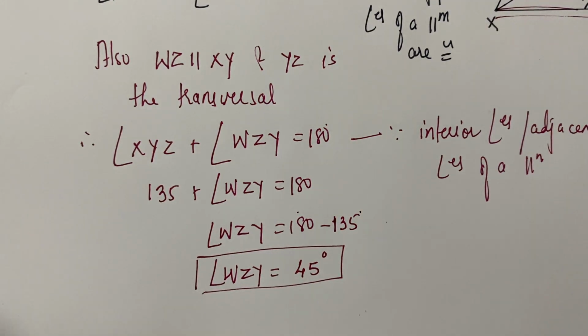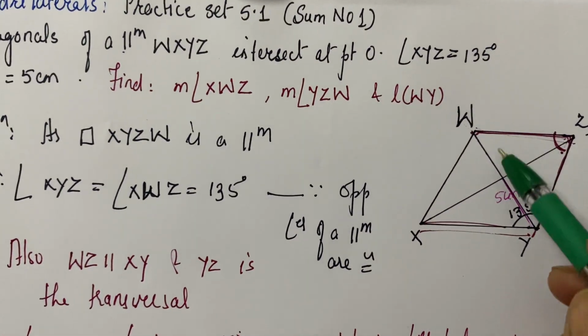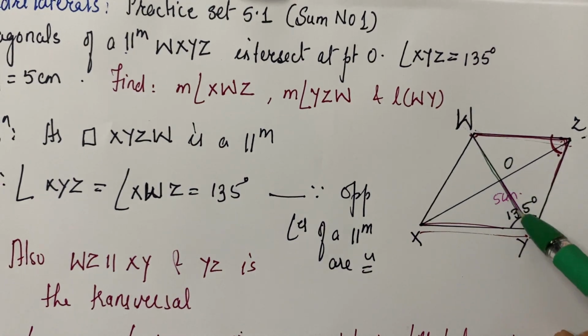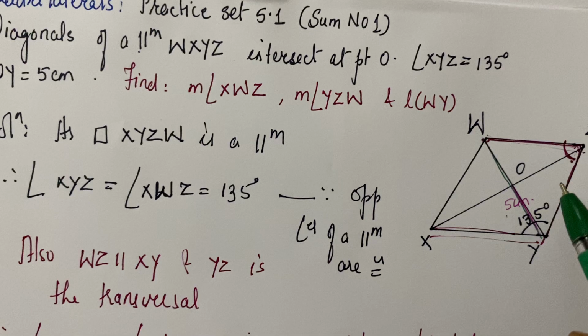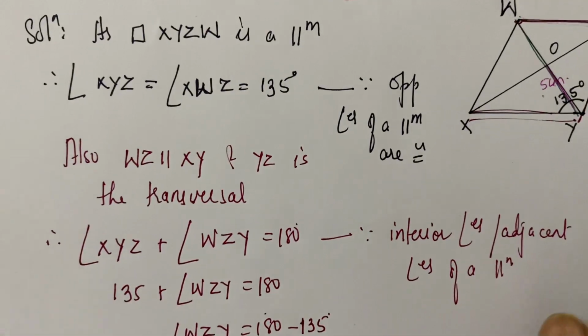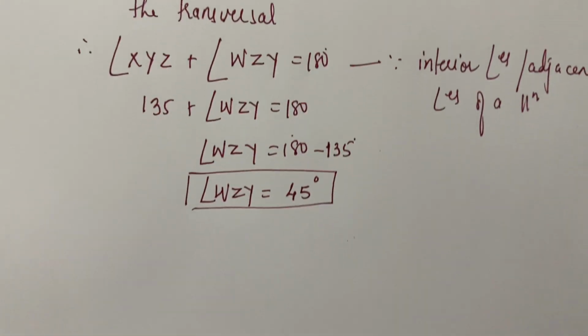Now the next thing that you have to find is the length WY. This length, complete length WY. You have been given length OY as 5. So now, diagonals of a parallelogram bisect each other. Okay, so we take the next property now.